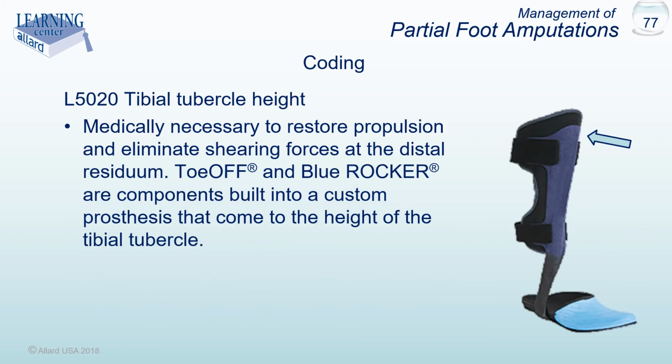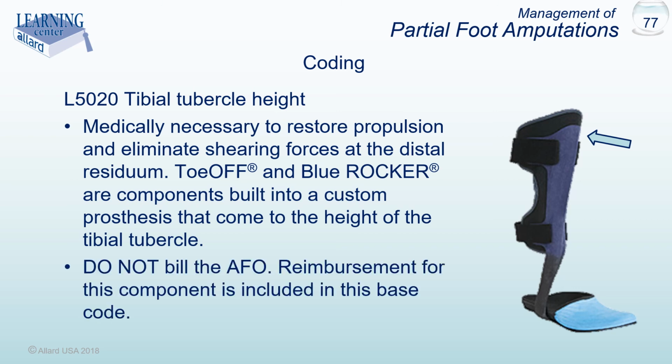There are published data to suggest that a tibial tubercle height device is medically necessary to help restore the propulsive lever arm and to reduce the incidence of shearing and ulcer formation. Do not build the device as an AFO. Reimbursement for this component is included in the base code.